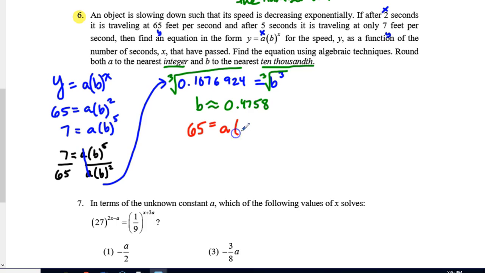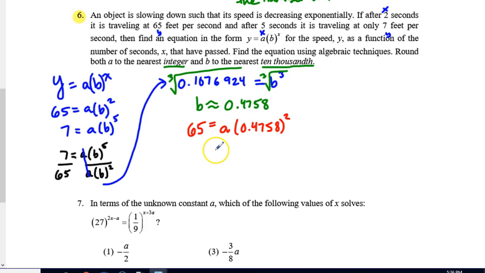A is unknown, but B we're approximating to be 4758. And again, it's to the square, the second power, because I'm using this form of the function, subbing in that y and that x. Now we just do the math.